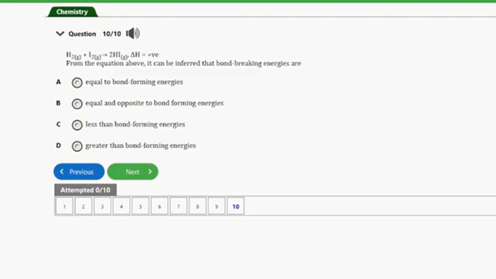So guys, the answer to this question will be option D here. That's greater than bond forming energies. The enthalpy of this reaction is actually positive, and that means it is an endothermic reaction. So in this case, this suggests that bond breaking requires absorption of heat, and bond formation requires release of heat. So in this case, guys, the bond breaking energies will be greater than the bond forming energies. So that's the answer to this question, guys. Option D is the answer to this question.